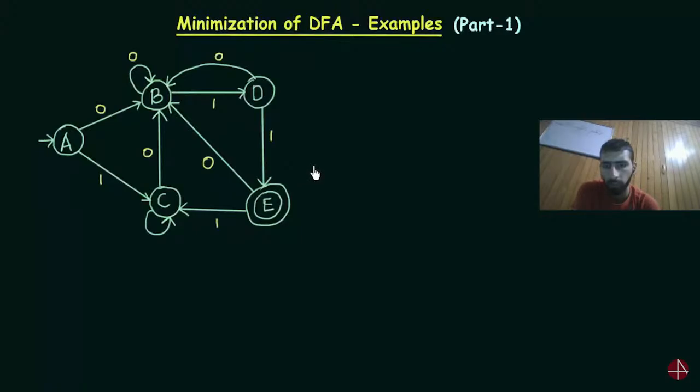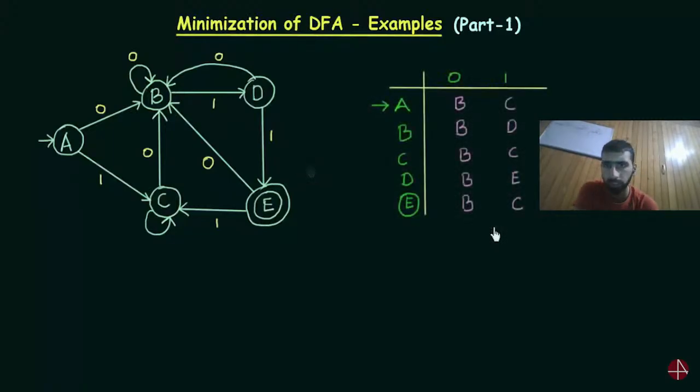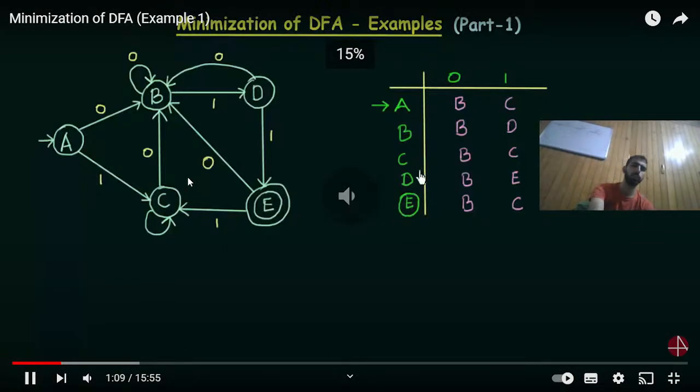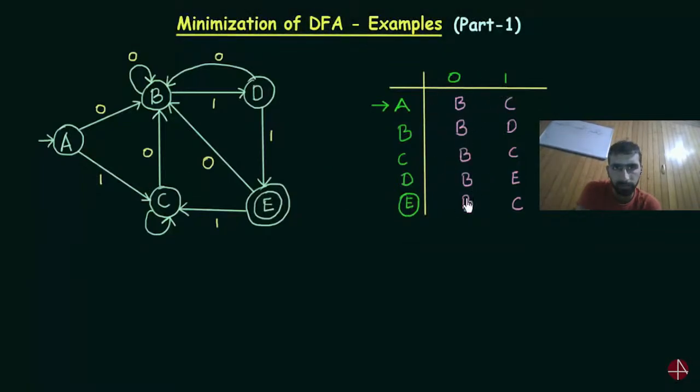The first step in doing this is to draw the state transition table for this DFA. So here I have drawn the state transition table for this DFA. We have 5 states A, B, C, D and E, and A is the starting state or the initial state and E is the final state. And on getting inputs 0 and 1, these are where these states go to. Now we have to perform the minimization of this DFA.